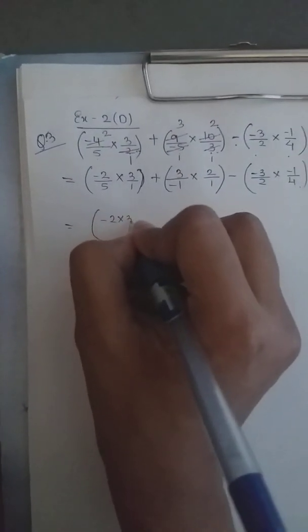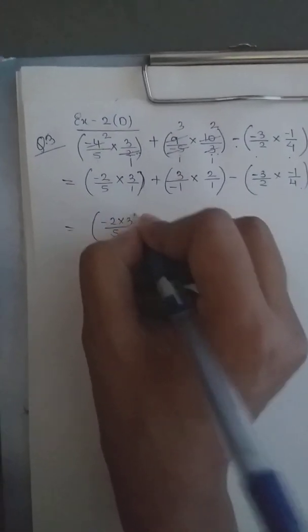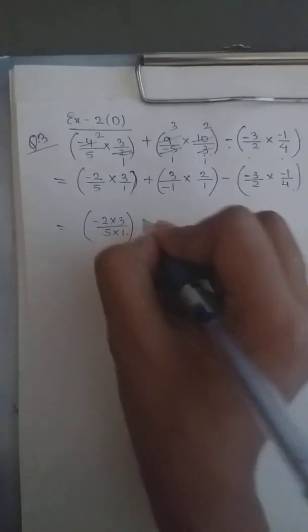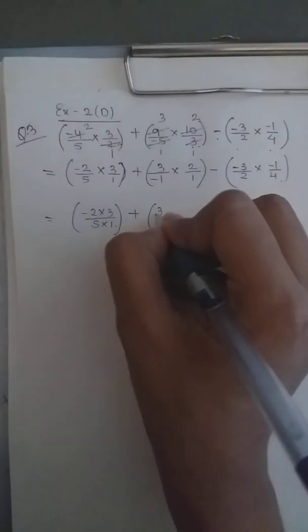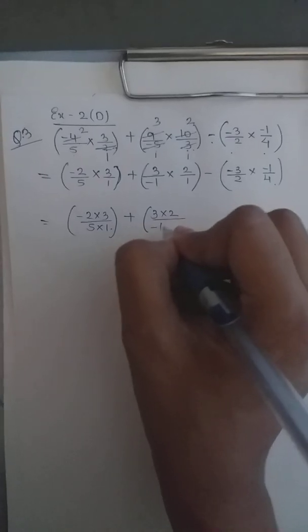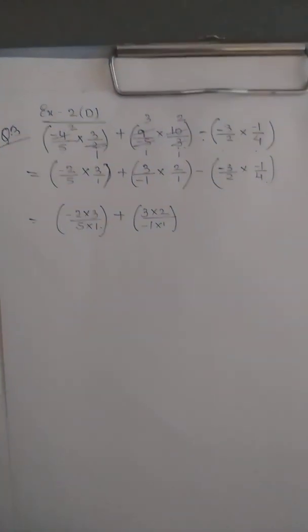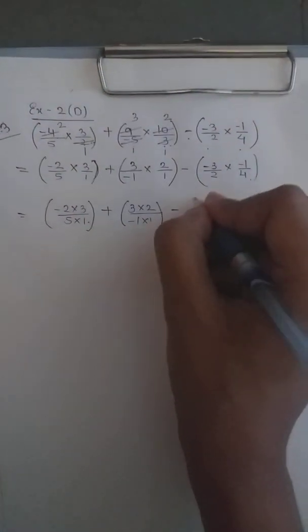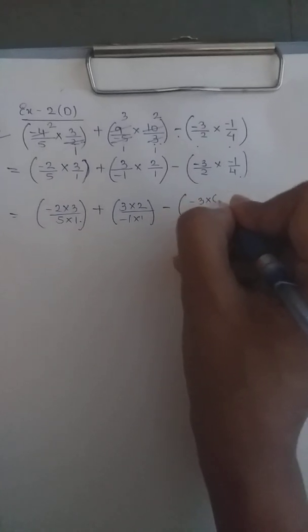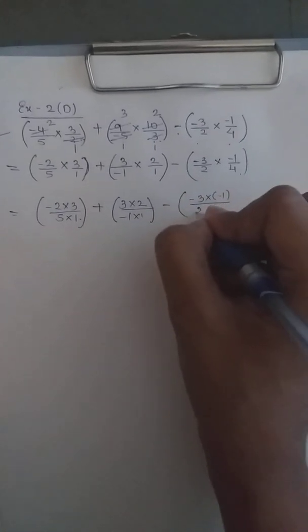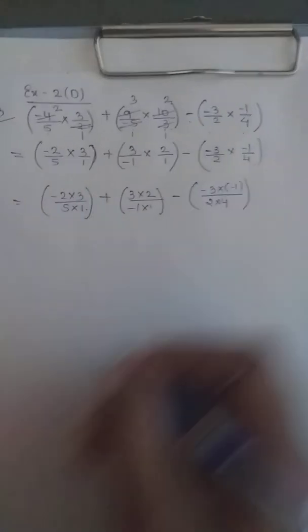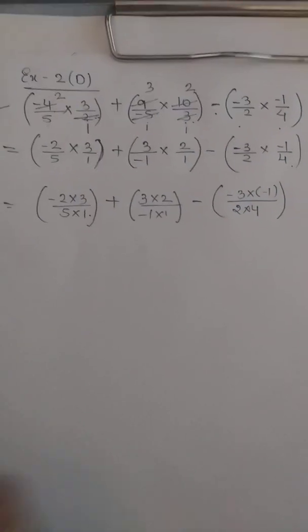Minus 2 multiplied by 3, and 5 multiplied by 1, numerator to numerator and denominator to denominator. So 3 into 2 by minus 1 into 1. Next, minus 3 multiplied by minus 1 and 2 multiplied by 4. All three different brackets.